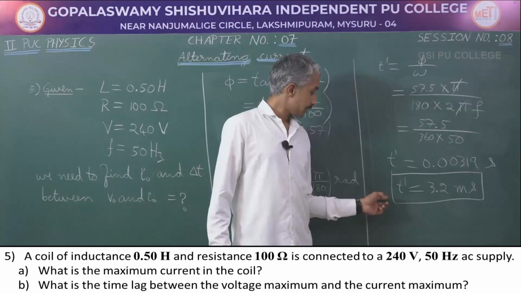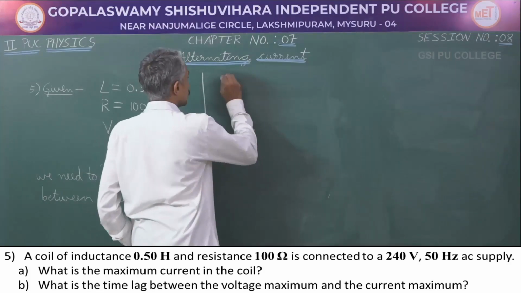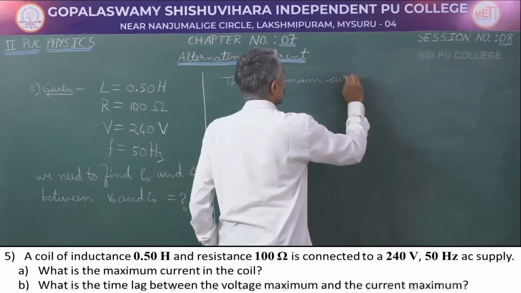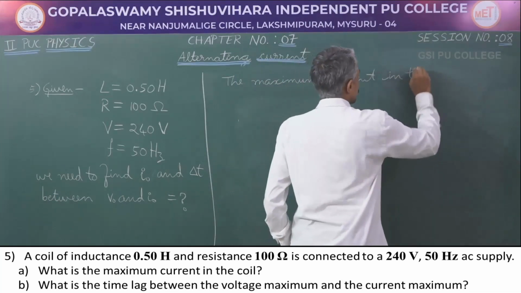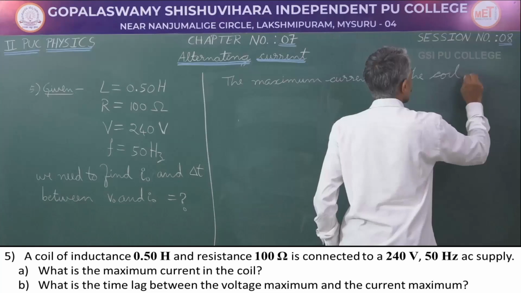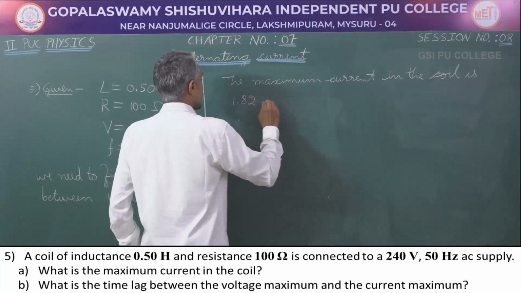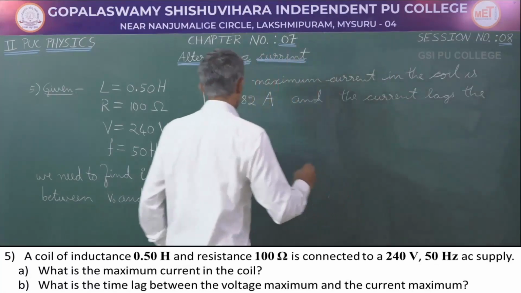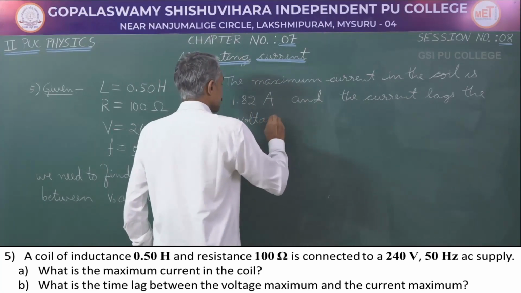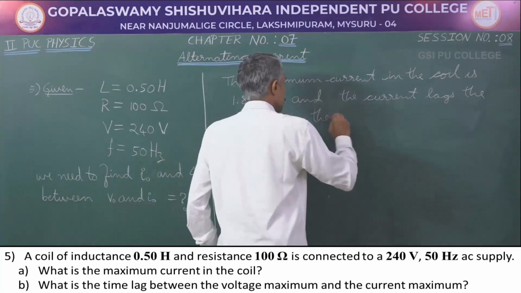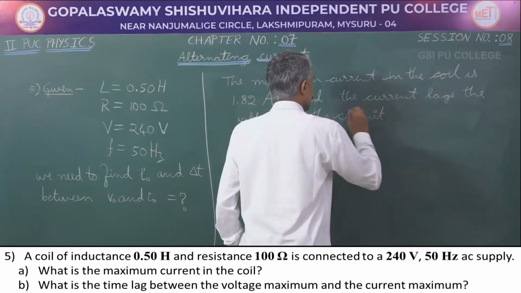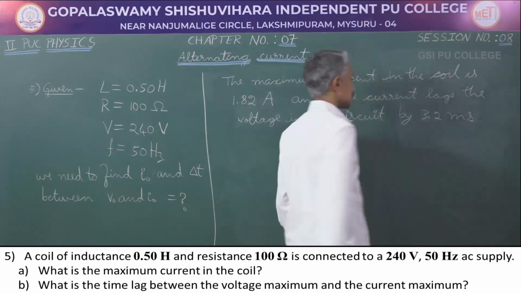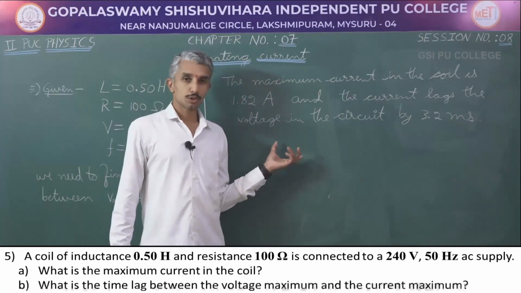Before going into the next one, we will make a statement at the end. The maximum current in the coil is 1.82 amperes and the current lags the voltage in the circuit by 3.2 milliseconds. So this will complete this numerical. We will proceed to the next one.